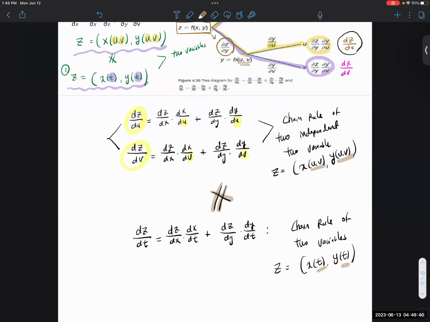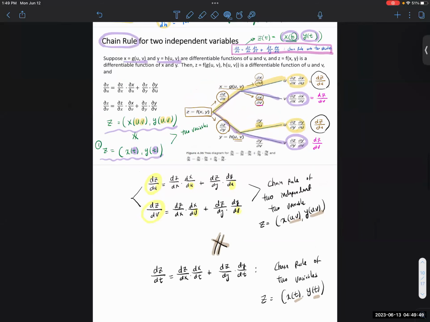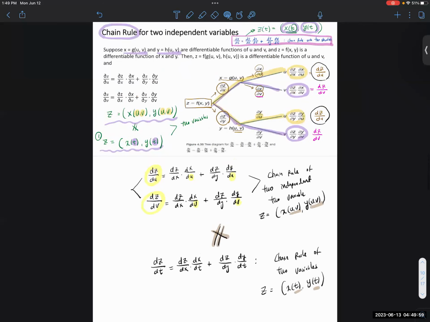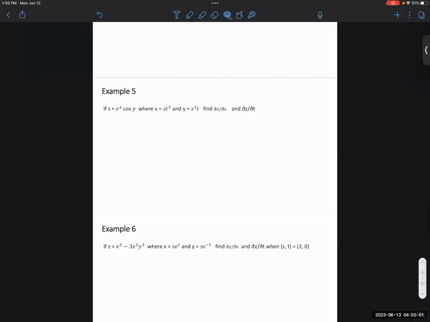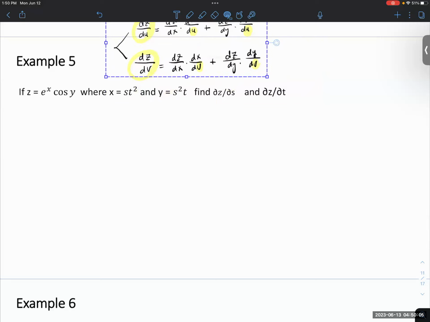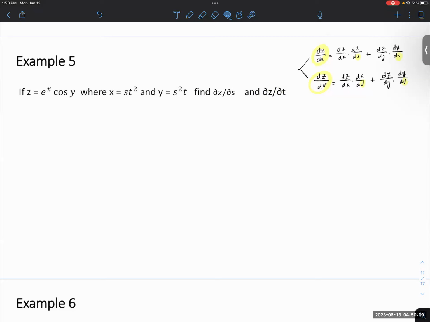So I'm going to show you the second example, this one. We're going to take a look at an example of the chain rule for two independent variables. Please make sure they're different. So let's take a look at example 3 or 4. Let me go down slowly. Take a look at the difference. Here we go, example 5 actually. Let me paste it here. So this is what we're doing, okay?